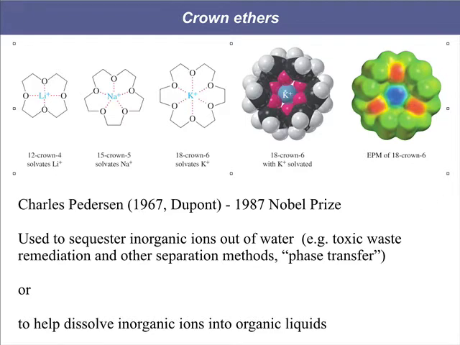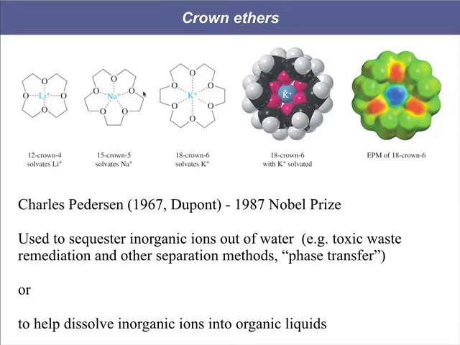So why was this so important? Why did Charles Pedersen get the Nobel Prize 20 years after discovering or inventing crown ethers? Well, it was kind of the first foray into studying the chemistry of how a guest molecule, in this case the ion, will bind or dock into a host molecule. We call this host-guest chemistry.